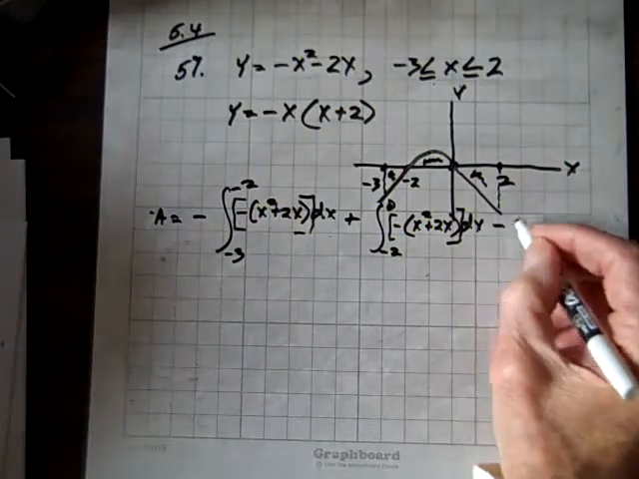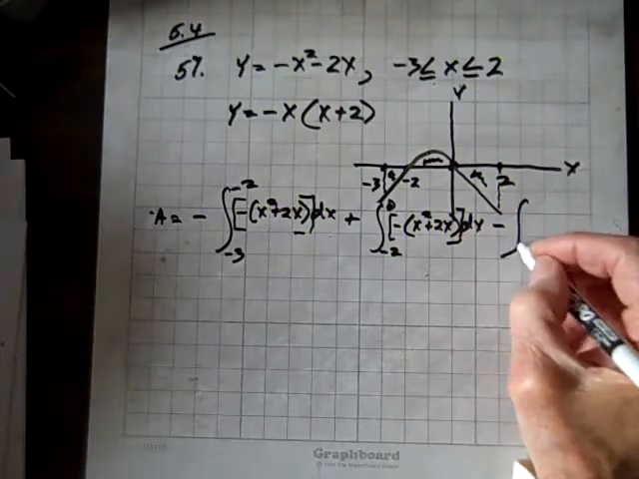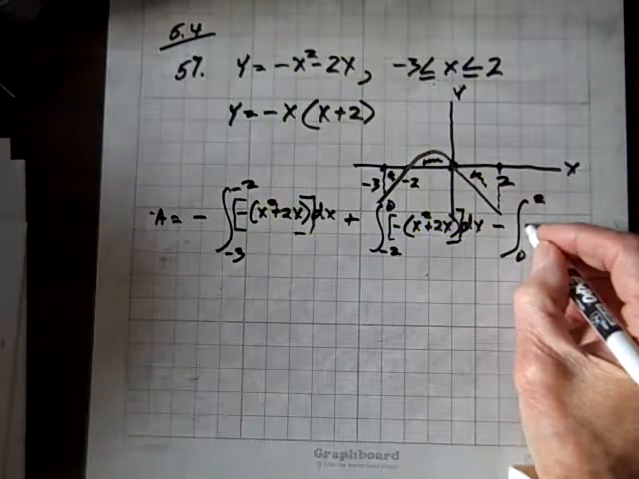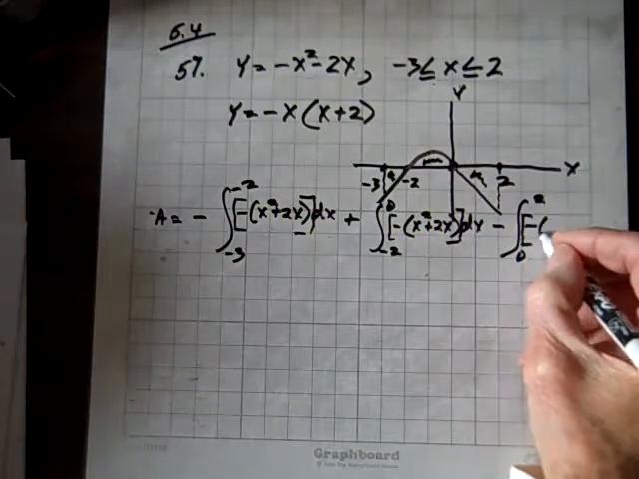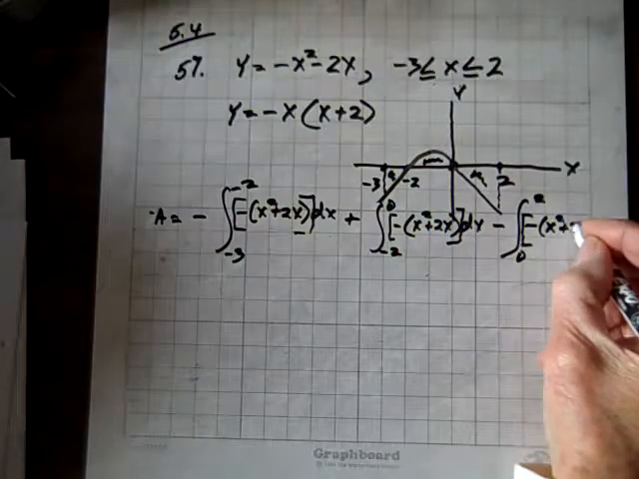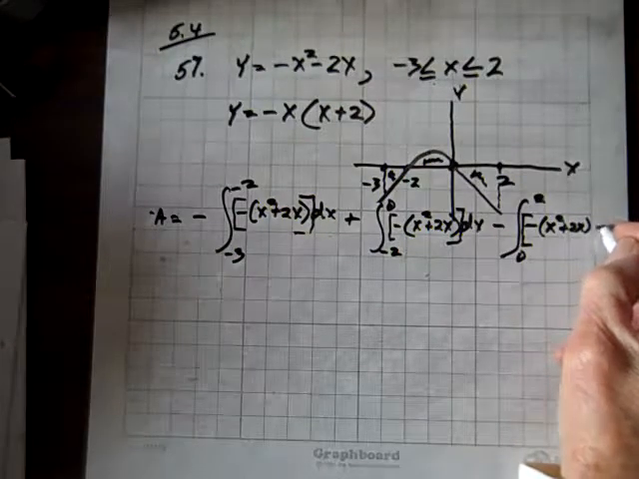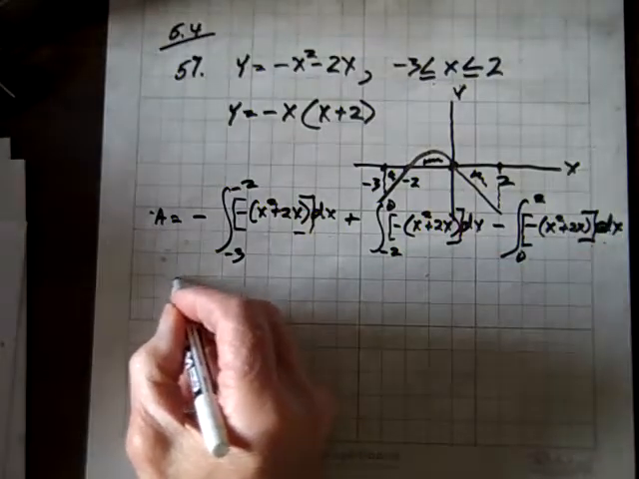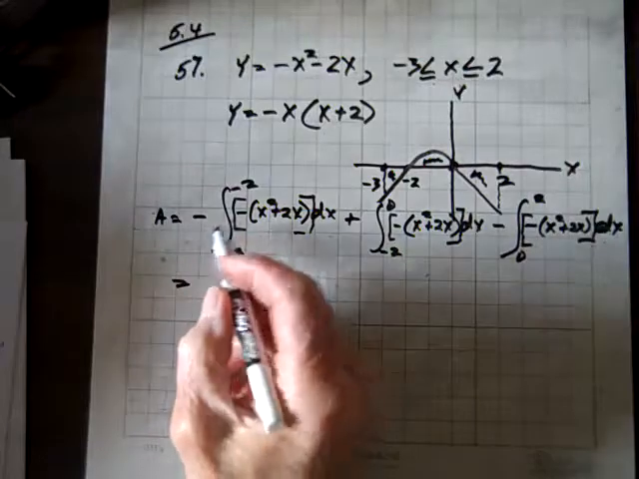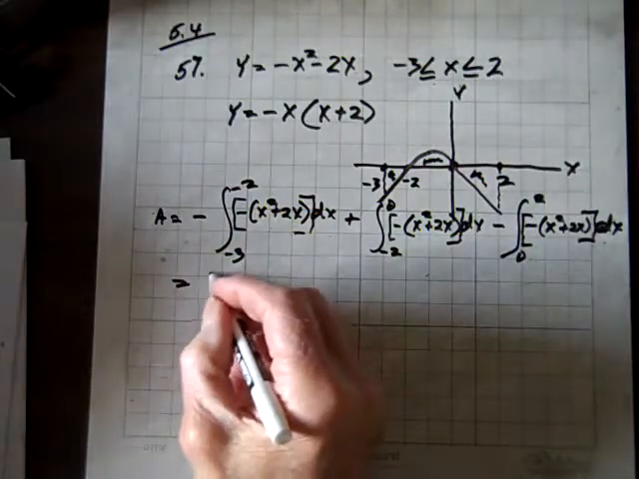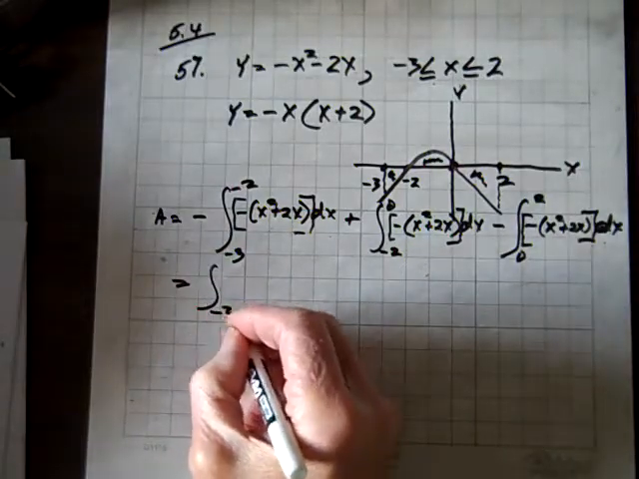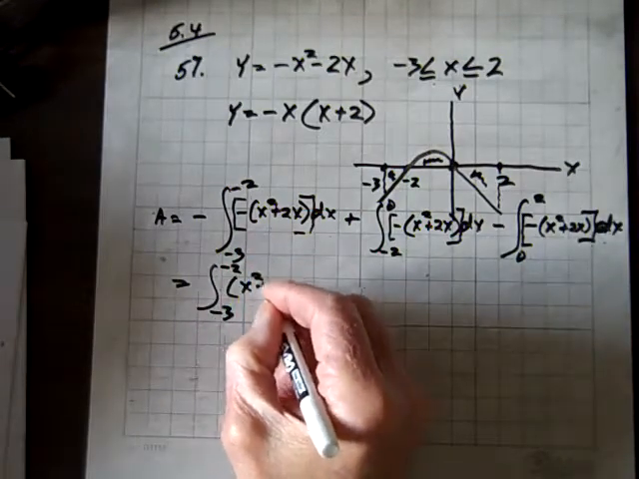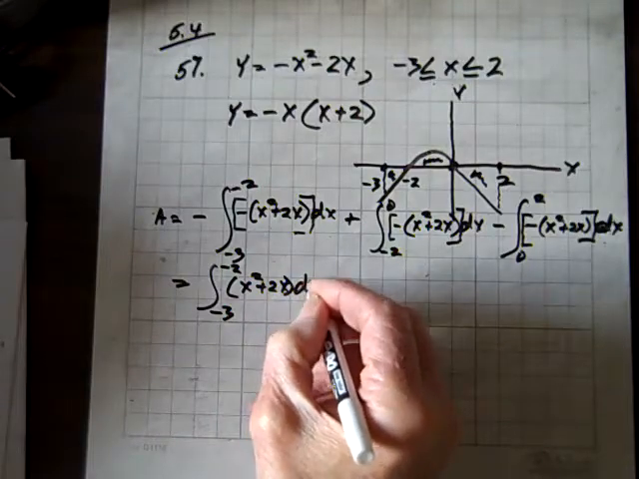And minus, and from 0 to 2, and we'll factor a negative out of both of these terms, x squared plus 2x dx. Okay, now a negative times a negative is positive, so we just have the integral from negative 3 to negative 2 of x squared plus 2x dx.